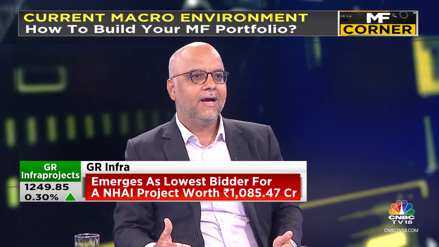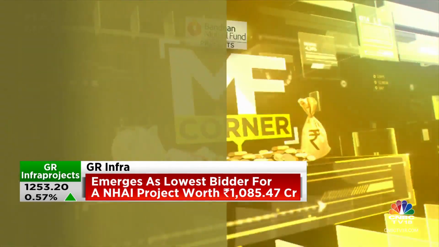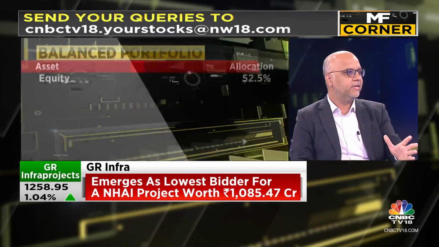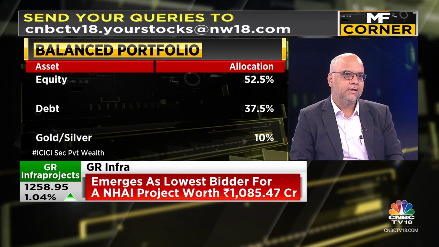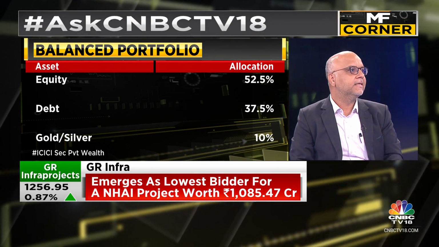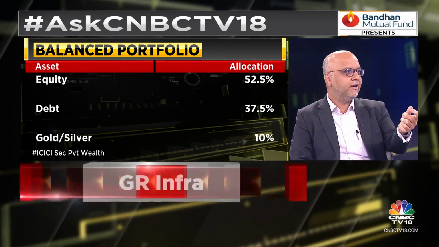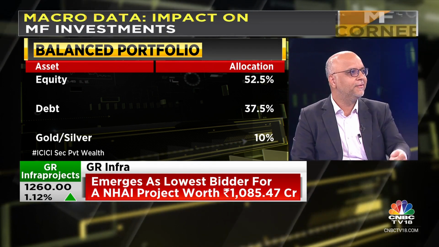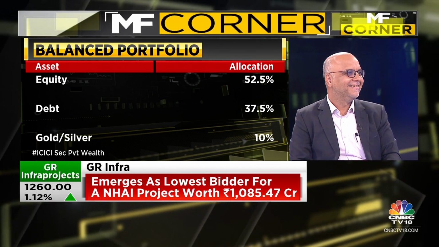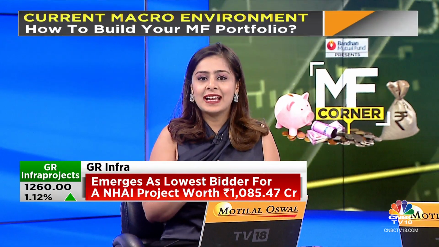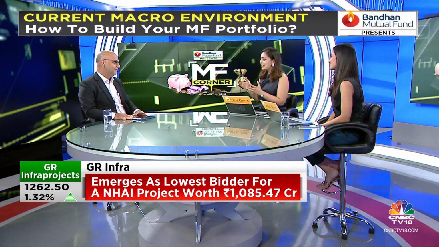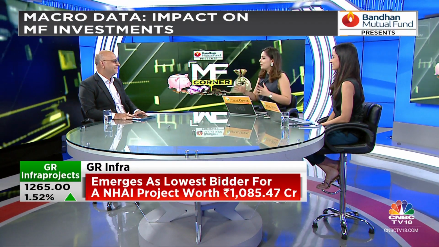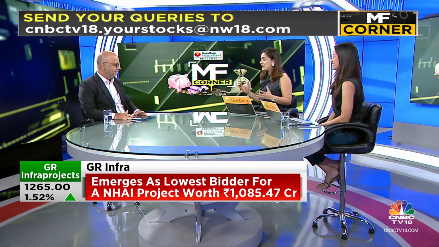If you're a balanced investor, who typically likes to have 50-50, I'm overweight equity, so we are at 52.5% in equity, around 17.5% in debt, and 10% in gold and silver. So broadly, I'm overweight equity and overweight gold and silver, and I've taken away money from debt. So it depends on what kind of risk profile and time horizon you have. From risk averse to conservative to balanced to growth to aggressive, you've put those chips in different baskets in different quantities as well.